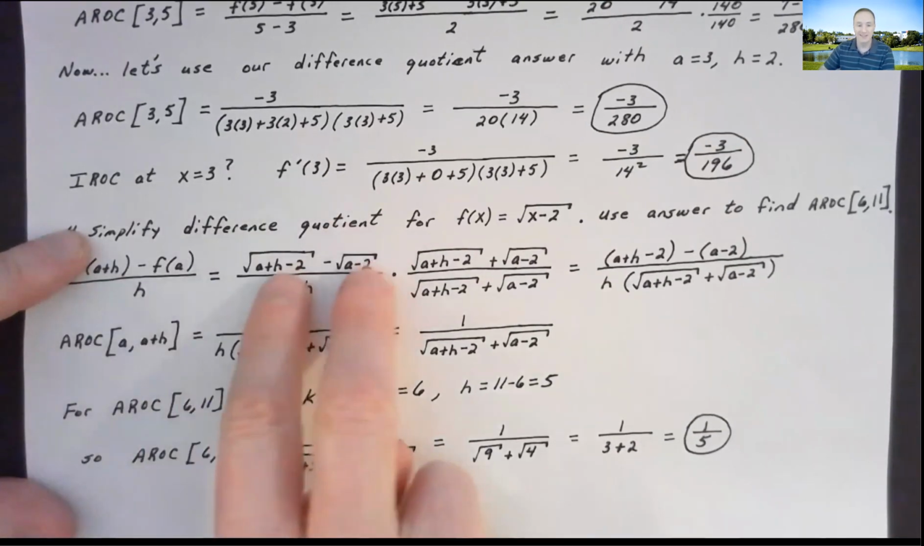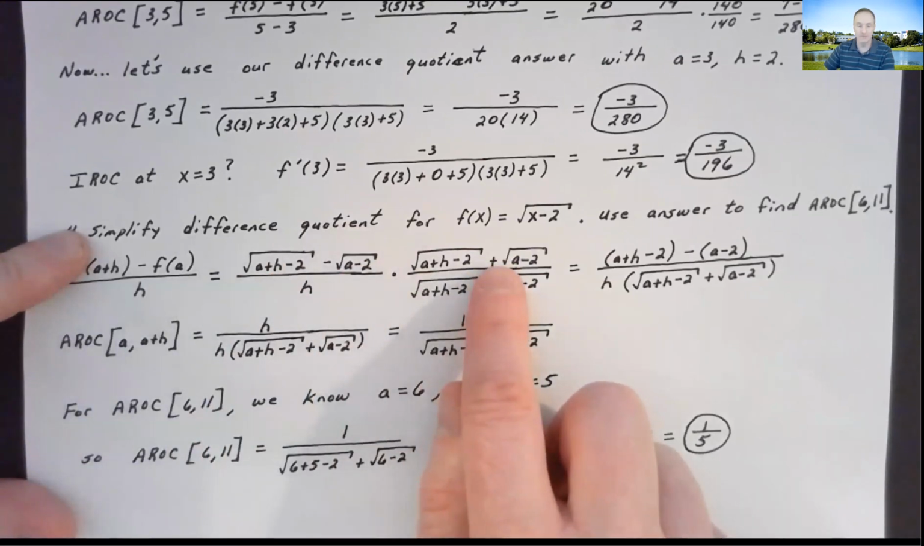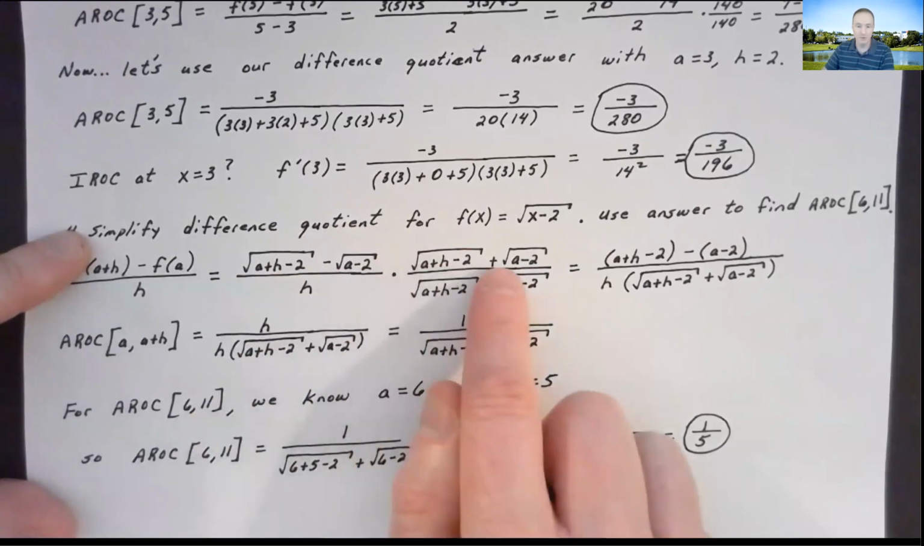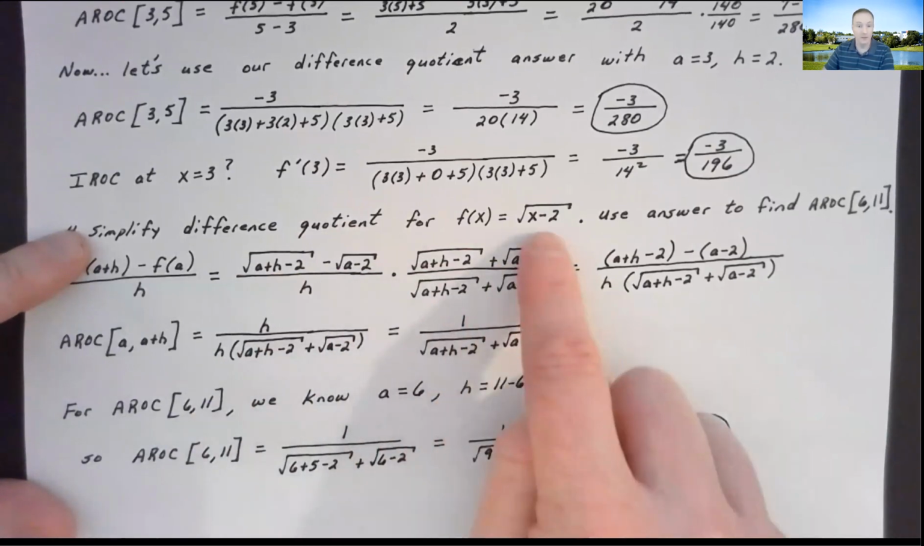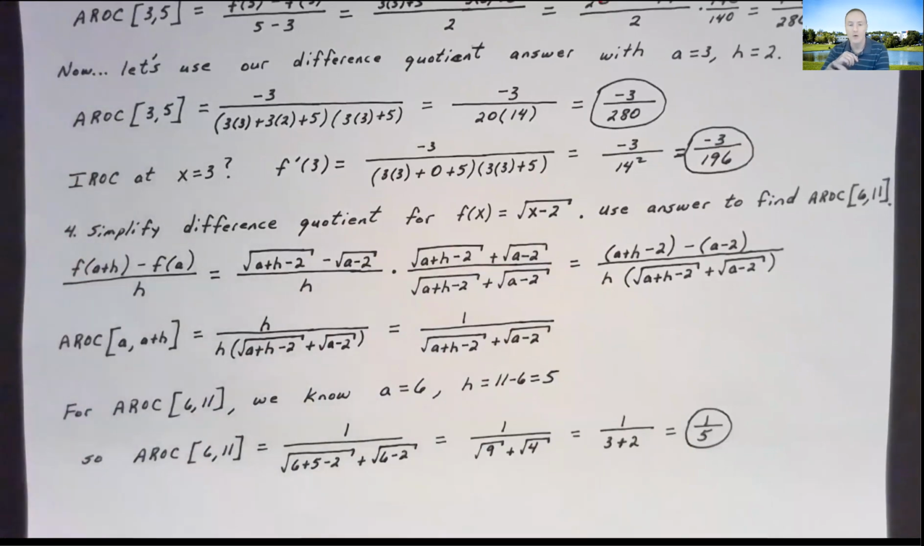The conjugate is the exact same two roots with the opposite sign in between. So we're going to multiply by the square root of a plus h minus 2 plus the square root of a minus 2 in both the numerator and denominator. You must multiply by an understood fraction of 1. Now, when I multiply by that in the numerator, by definition of a conjugate, you only have to worry about the first term times the first term and the last term times the last term. The middle terms always cancel.